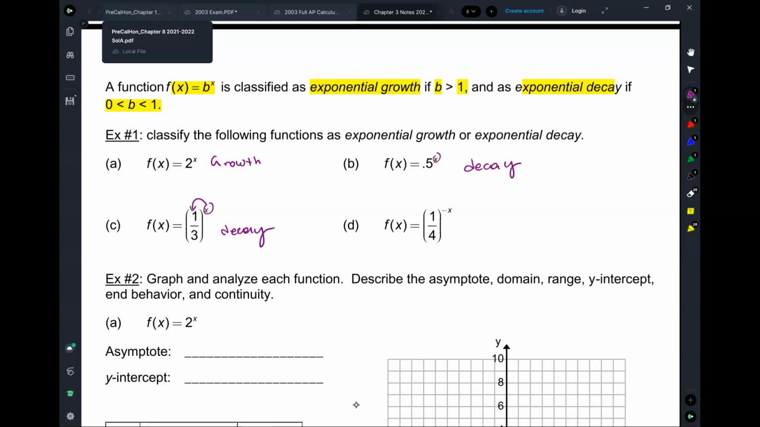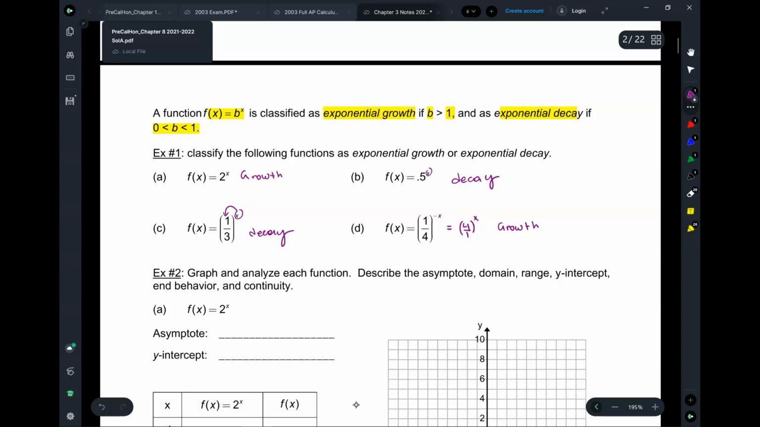Okay, so it could go either way, right? So let's see. Here's the exponent. It belongs to the 1/4. That's smaller than 1, but that's between 0 and 1. But this is not an x. This is a negative x. So what do we do with negative exponents? What do negative exponents do to something? They take the reciprocal. So this is the same as 4 over 1 to the power of x. Now what is it? Now it's growth.